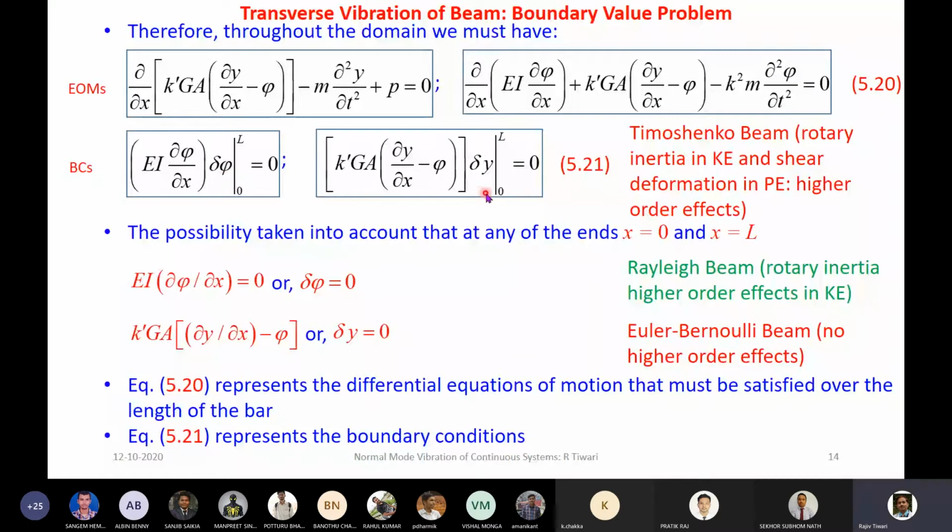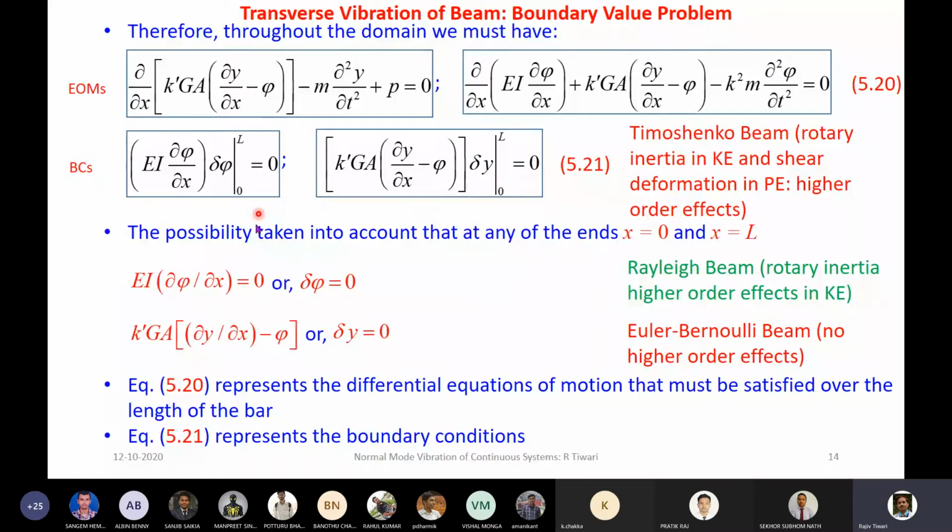And in this case, either this will be 0 or this will be 0. We'll see that both cannot be 0. I'll take up the simplified form of this, then things will be more clear. So what is this? This is nothing but the bending moment. What is this? This is the slope, bending slope. This thing is the shear force, and this is the deformation or the displacement.